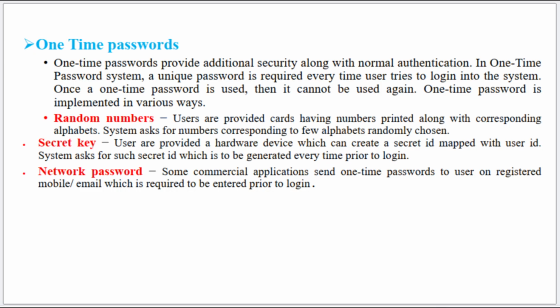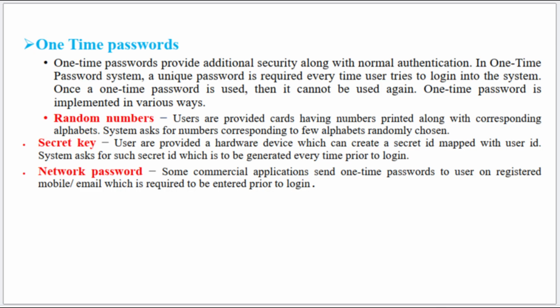Random numbers: users are provided cards having numbers printed along with corresponding alphabets. The system asks for numbers corresponding to alphabets randomly chosen. Secret key: users are provided a hardware device which can create a secret key mapped with the user ID. The system asks for such secret keys to be generated every time before login. Network passwords: some commercial applications send one-time passwords to a user's registered mobile or email, which is required to be entered prior to login.